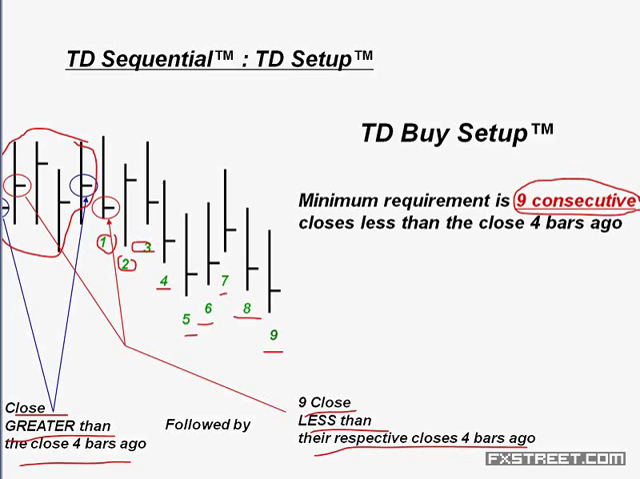And so remember I said the TD setup stage was quite an aggressive criteria. It's quite aggressive because the algorithm is looking for a consecutive succession of closes lower than 4 bars previous.